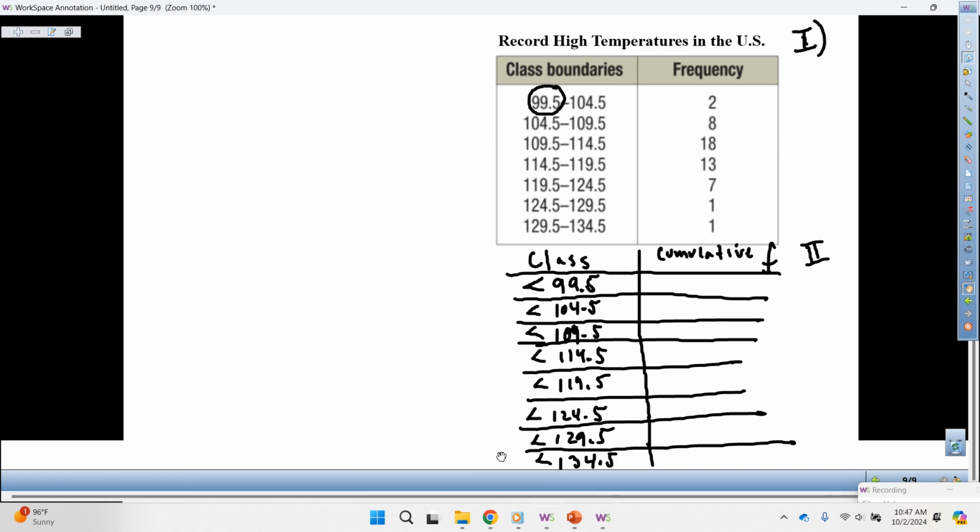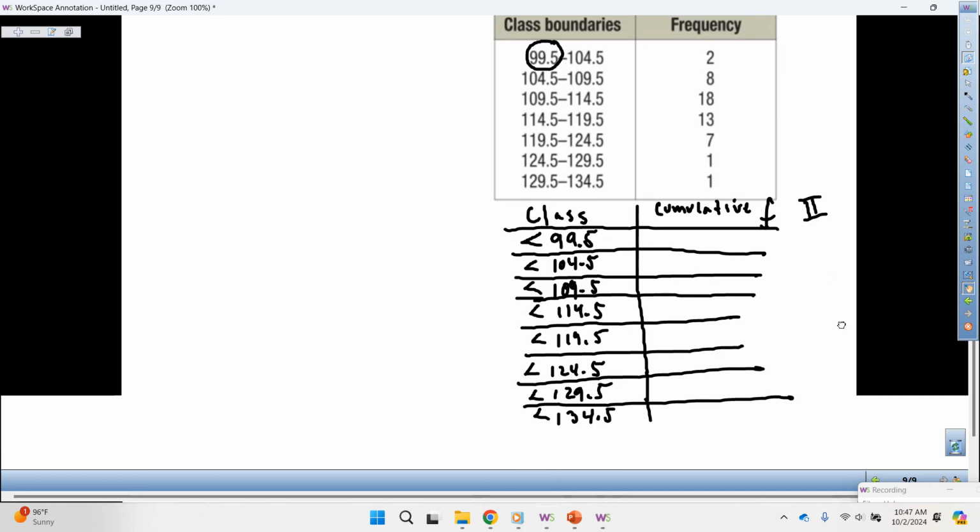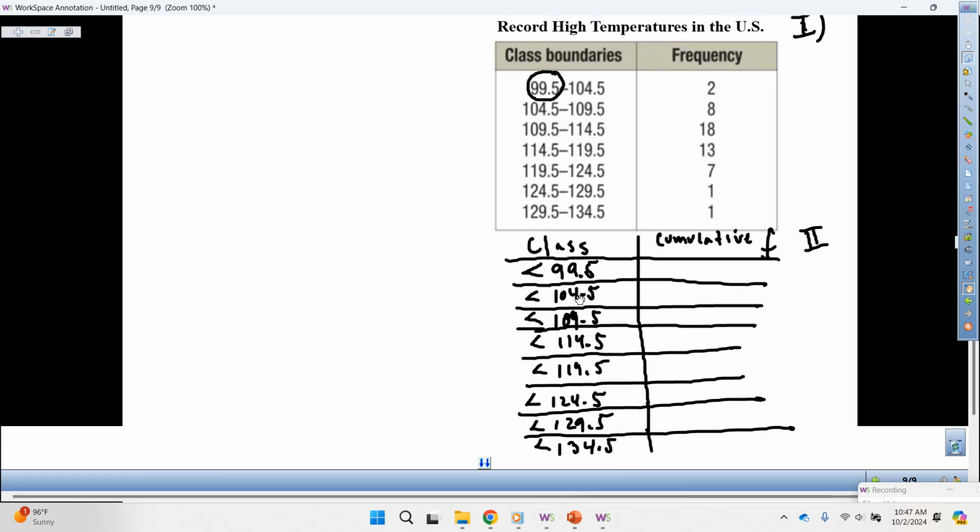All right. I got the left side good. Let me go with the right side. Look up. Temperatures less than 99.5. Are there any? No, so I label this 0. Next, temperatures below 104.5. Yes, how many of them? Twice.